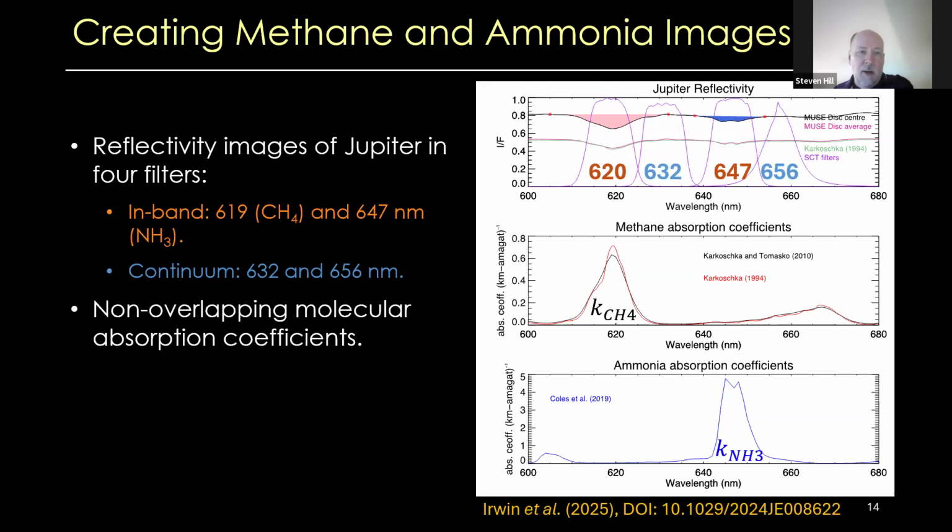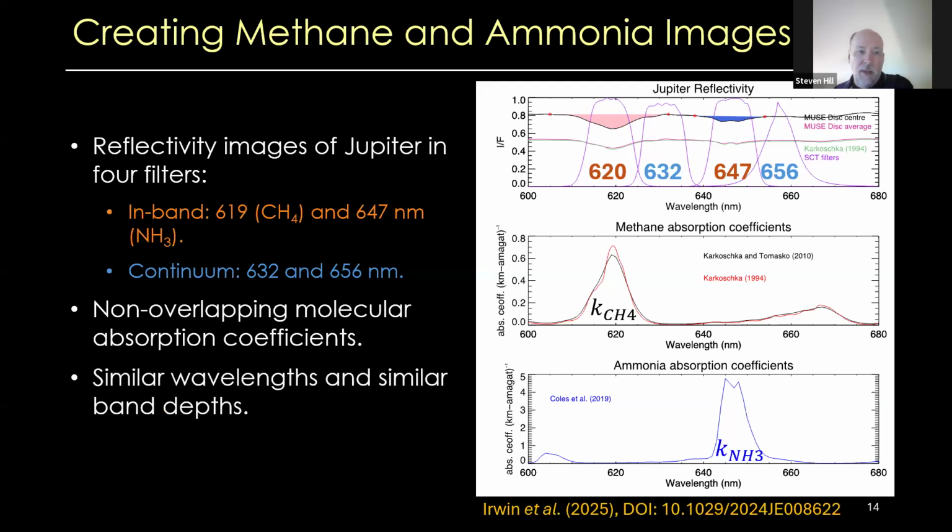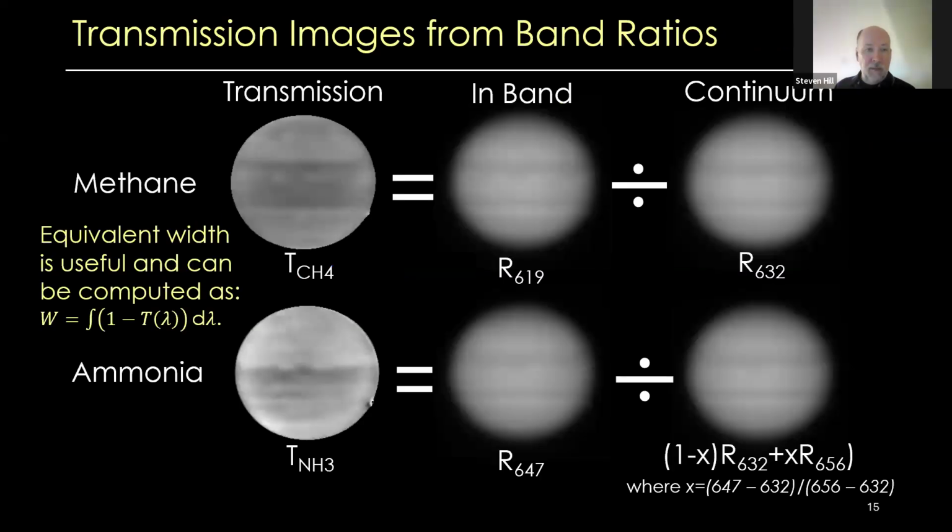These bands are especially good to use because they have non-overlapping molecular absorption coefficients. So they're truly independent there. There's no sort of deconvolution or fitting that you have to do. They also have similar wavelengths and similar band depths, which are key criteria. You can know that they're penetrating roughly the same depth into Jupiter's atmosphere. They're staying in the linear region of equivalent widths. And also, they're close enough in wavelength that you can, to first order, ignore any effects of the colors of the reflecting clouds that you're looking at.